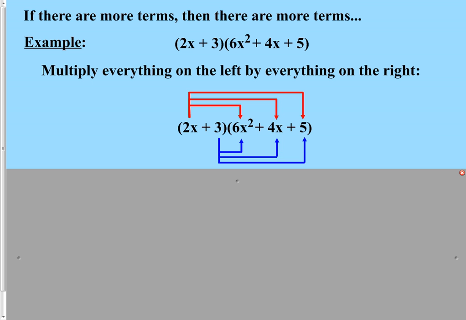It just means that we have more bridges because there's more terms. Okay, but you can see the 6 bridges. That's where our 6 terms are going to come from. Okay, and you just multiply it out. Okay, 2x times 6x squared. 2 times 6 is 12. X times x squared is x cubed.